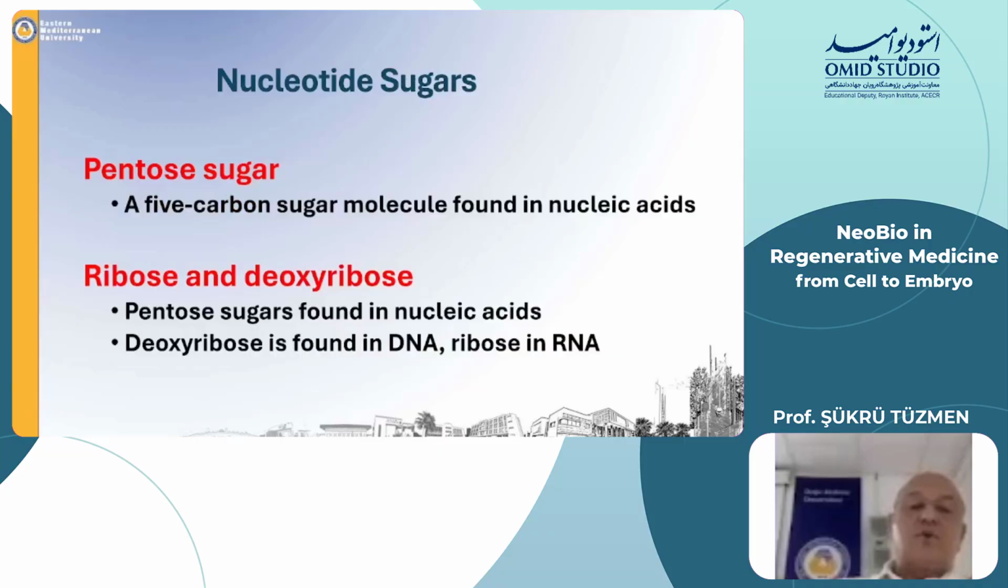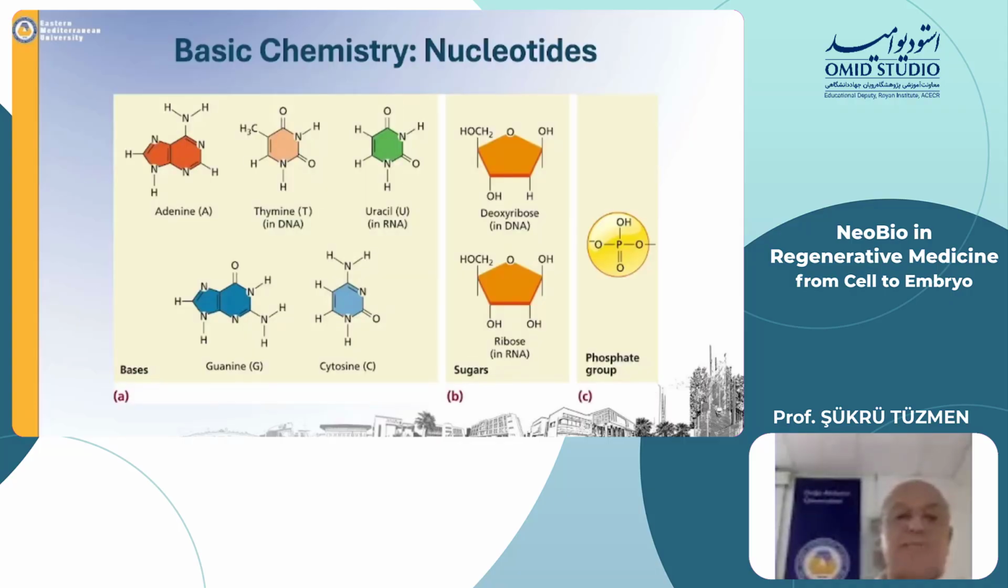Additionally, we have sugars, pentose sugars. Penta in Greek means 5, so it refers to the ribose or deoxyribose sugars, and I will explain in a minute, for those of you who are not familiar with this wording, what they mean.